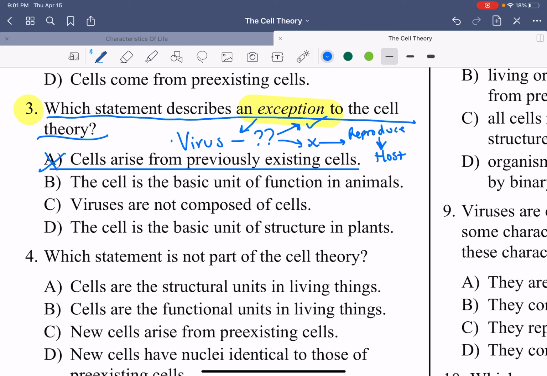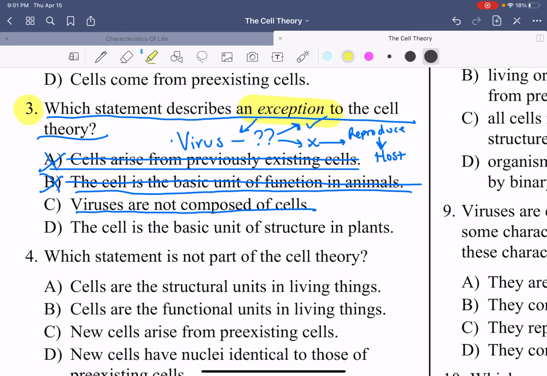That's not the exception that we just spoke about. The cell is the basic unit of function in animals. That's true, but it's not the exception to the cell theory. Viruses are not composed of cells. This right here is the exception. Viruses are the exception. Let's read D, just in case, letter D.